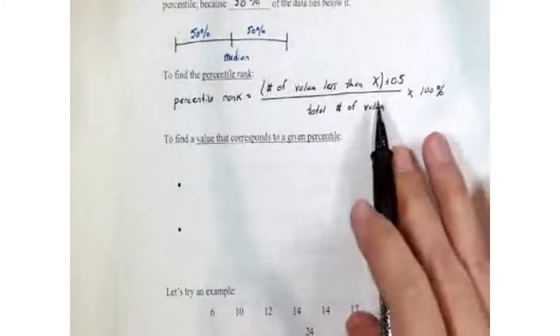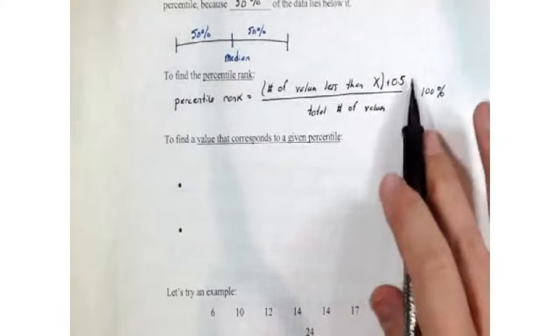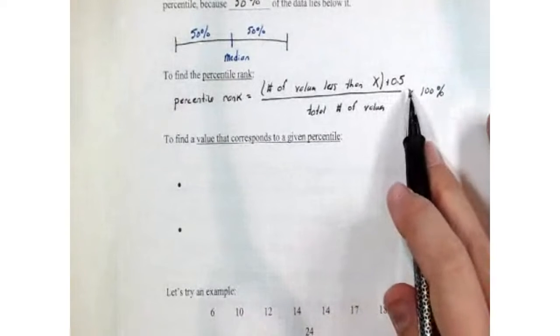Okay, does that make sense to everyone? We want to find the number of data values that fall below a certain value. We take the number of values that are less than that certain value, add 0.5 because that's a correction factor, and then divide by the total number of values. Okay, is everyone okay with that?